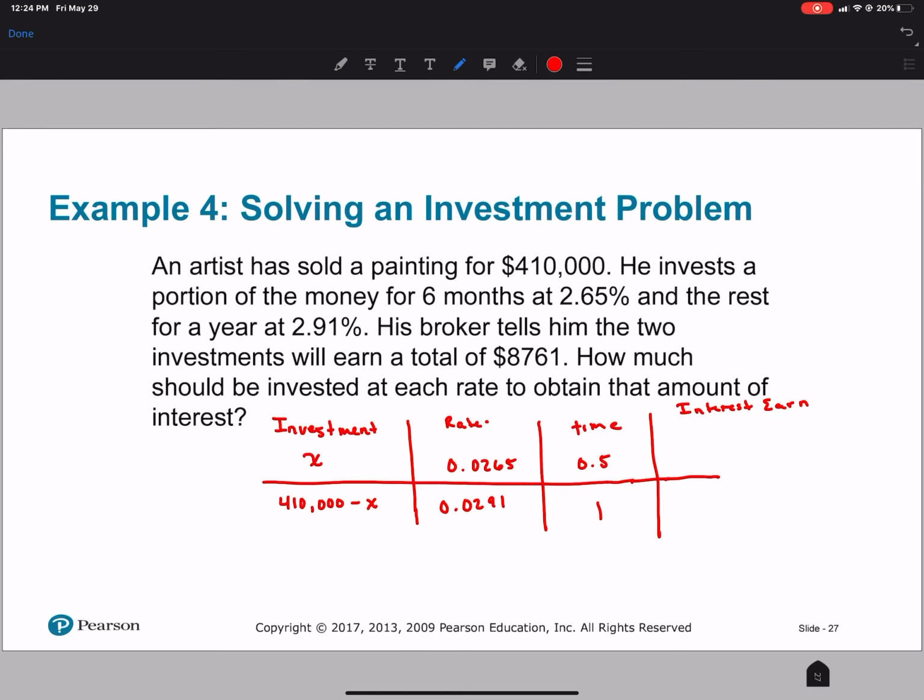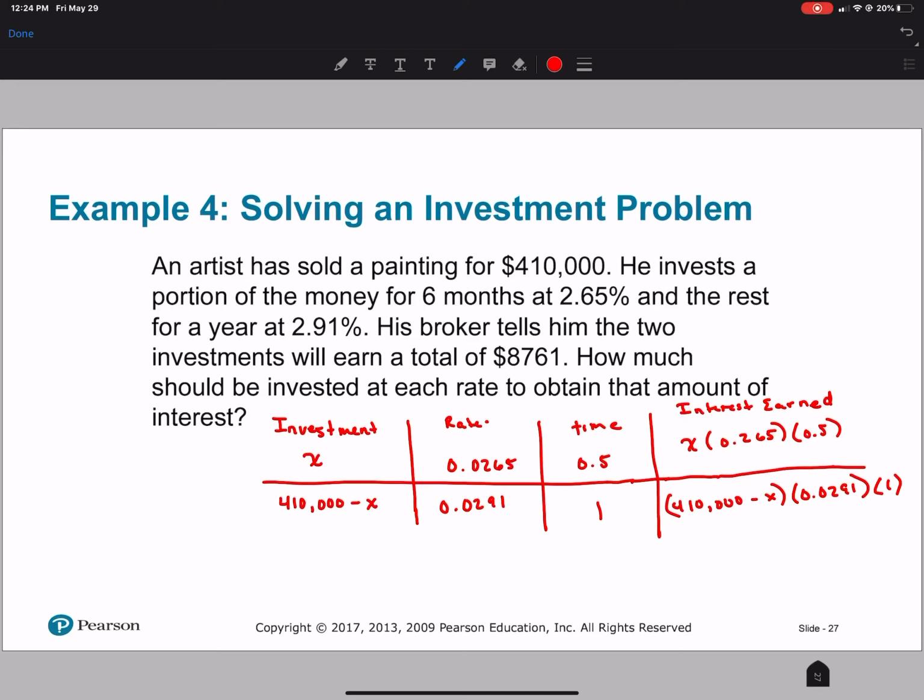Now, honestly, when you do this problem, you don't really have to make this chart. It's just so you can see what's actually going on. So interest earned is equal to X times your 0.0265 times your 0.5. And then this one would just be your 410,000 minus your first investment times your 0.029. Then you can put the 1 back here, but 1 times anything is just itself.